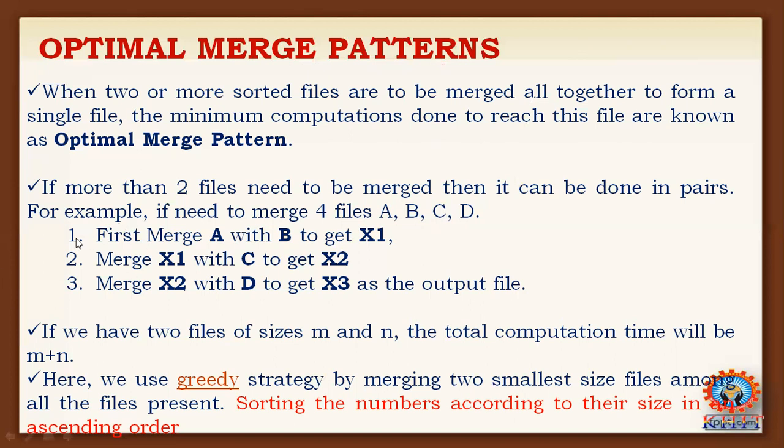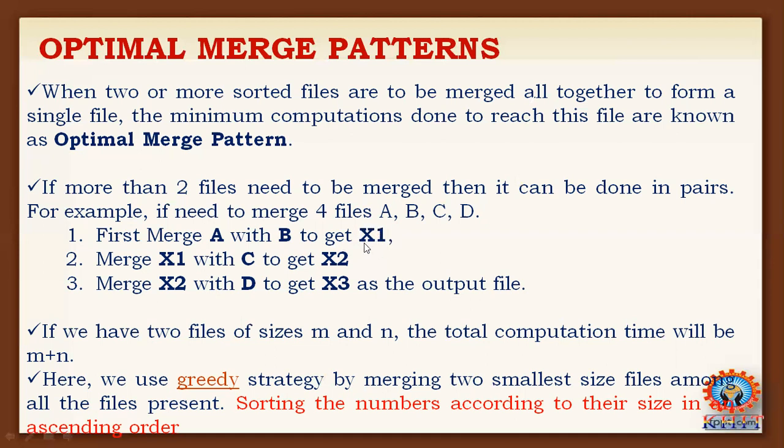Now the first step: initially there are four given files, namely A, B, C, D. First merge two files in a linear way. We can merge two files, namely A and B. When I merge file A with file B, these two files will merge together and form a single file, and the result file will be stored in X1 location. X1 is called a merged file.